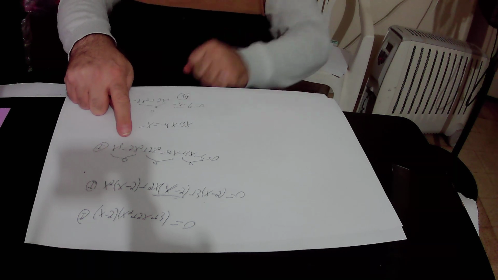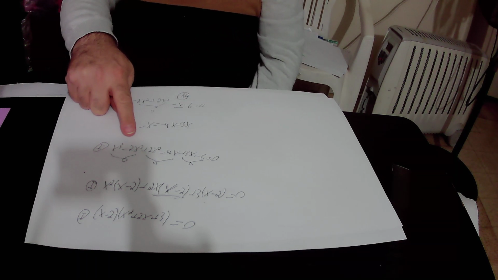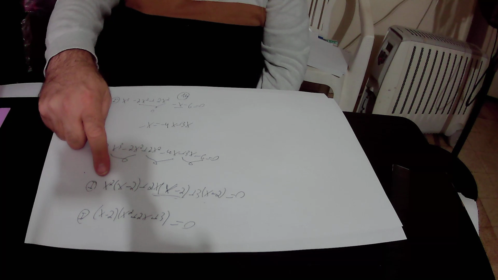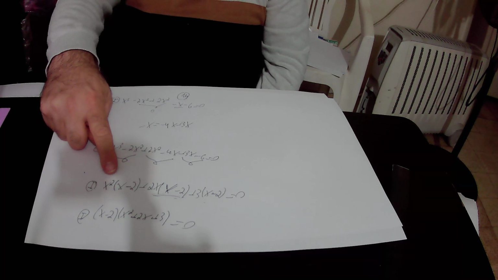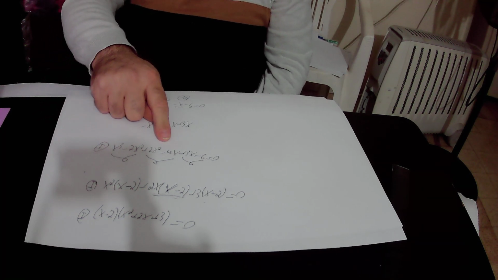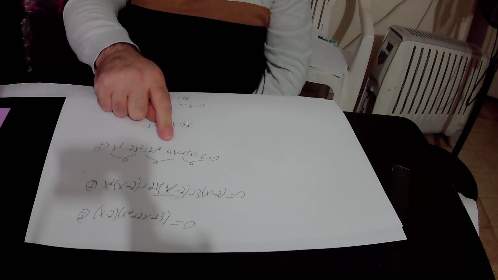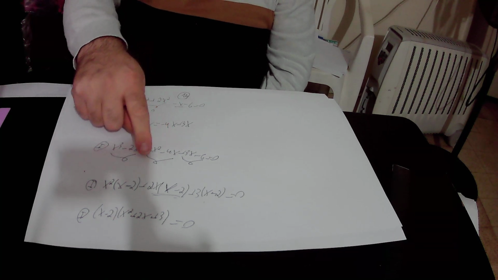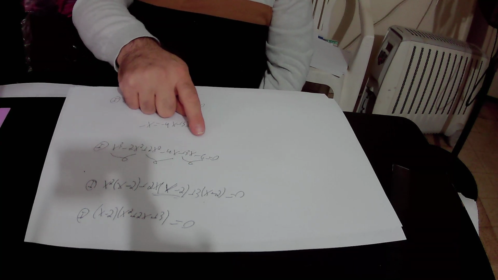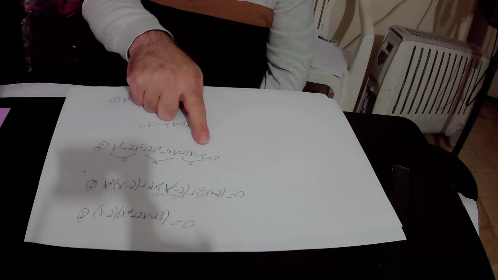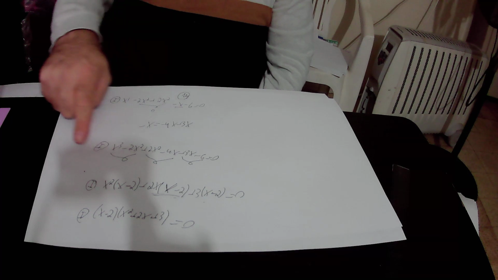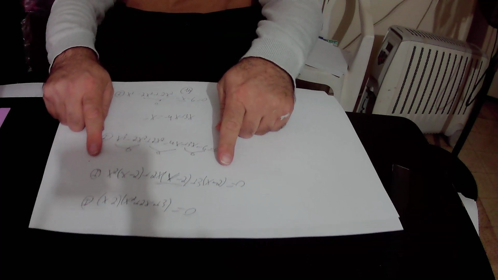Then we took a common factor from these two expressions, x cubed minus 2x squared. We took a common factor of x squared, and inside the brackets we have x minus 2. Then we took a common factor of 2x out of those two expressions, and inside the brackets we have x minus 2, and we also took a common factor out of those two expressions, and inside the brackets what is left is x minus 2.